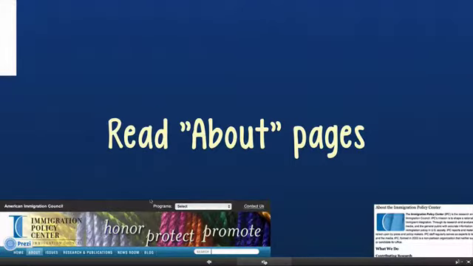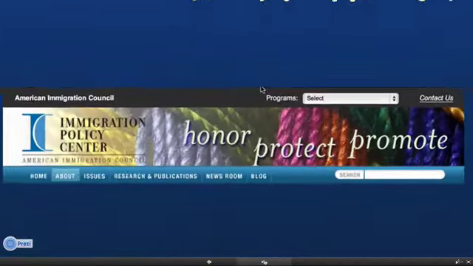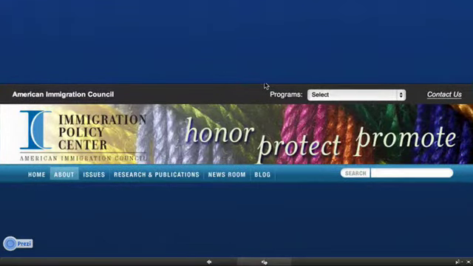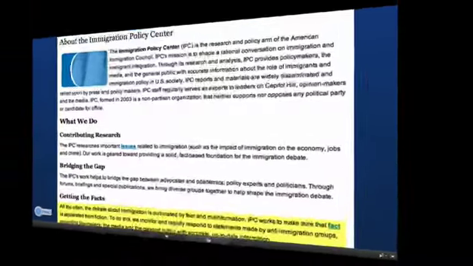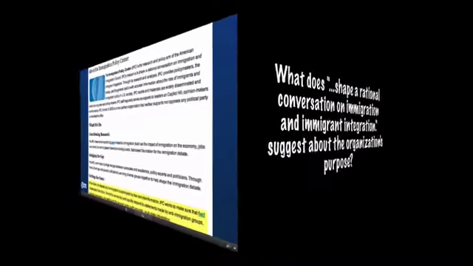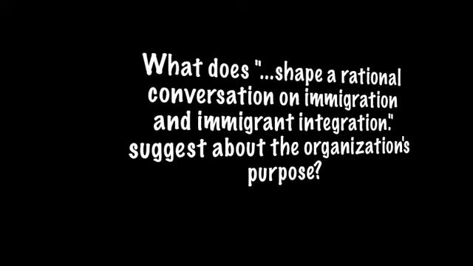When searching websites, it's really important to look at the About pages, and you can look at the author craft and the language in those About pages to really infer the purpose and the meaning and the point of view, and decipher any bias if there happens to be any. Here's a website, Immigration Policy Center, and if we click on the About pages, it will take us to this, and it tells us a little bit about the organization.